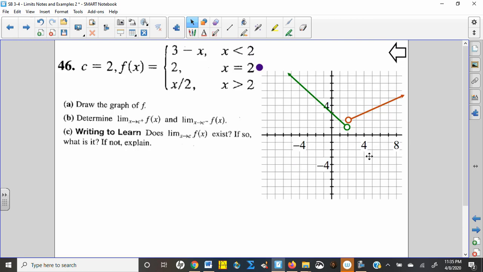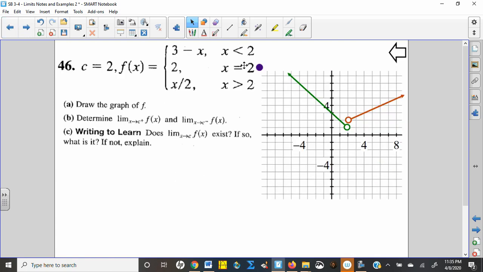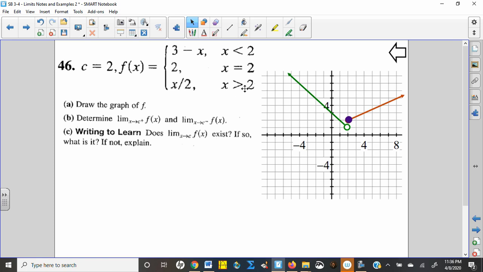Now, 46 was almost the same problem, except at 2, whereas this one was undefined, they did define the value as 2. And secondly, whereas this function was x over 2 plus 1, this one was just x over 2. And so 2 divided by 2 is just 1. And so this guy dropped down, right? It dropped down 1 unit. So we still have a discontinuity at 2. But notice this time, it's a removable discontinuity.